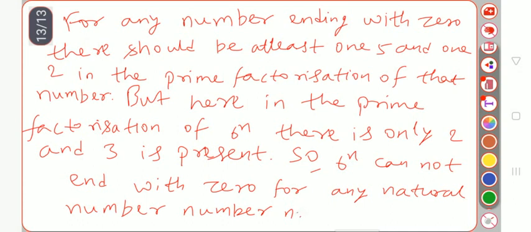The main thing is that for any number ending with 0, there should be at least 1 two and 1 five in the prime factorization. This is the main reason. But here we saw there is only 2 and 3 in the prime factorization of 6 to the power n. So this number cannot end with 0. This is the main reason.